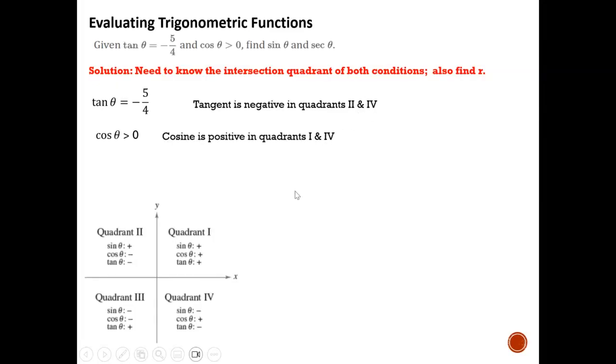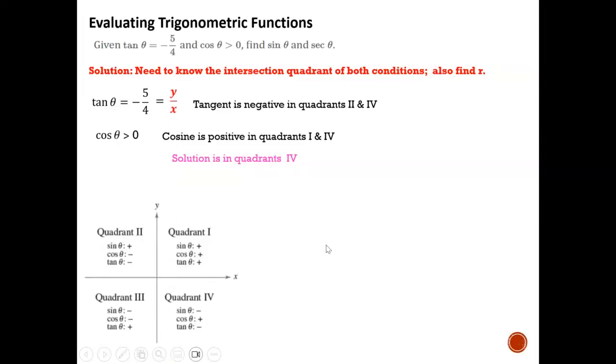Well, is it in quadrant 4? So the answer is in quadrant 4. In quadrant 4, we know that my sine is going to be negative. And the secant is the reciprocal of the cosine, so I know the secant is going to be positive. So I know that's going to be a negative and a positive.